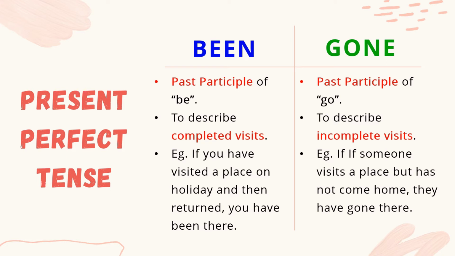Gone is a past participle form of the verb go. It is used to describe incomplete visits. If someone visits a place but has not come home, it means that they have gone there but they have not returned. So it shows that it is an incomplete visit.